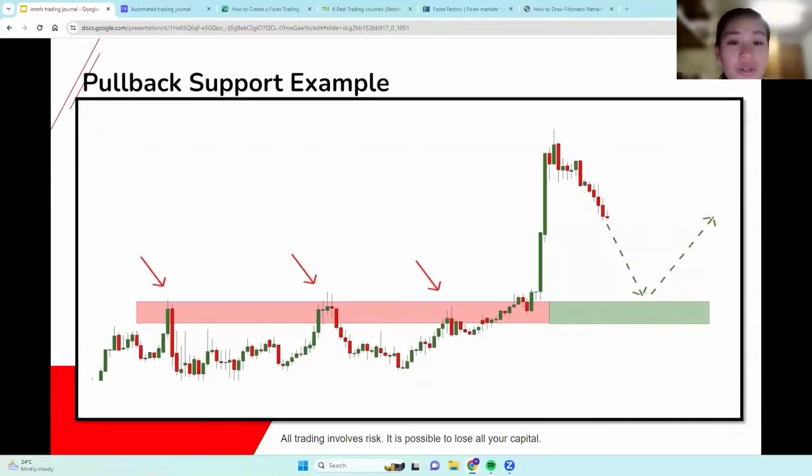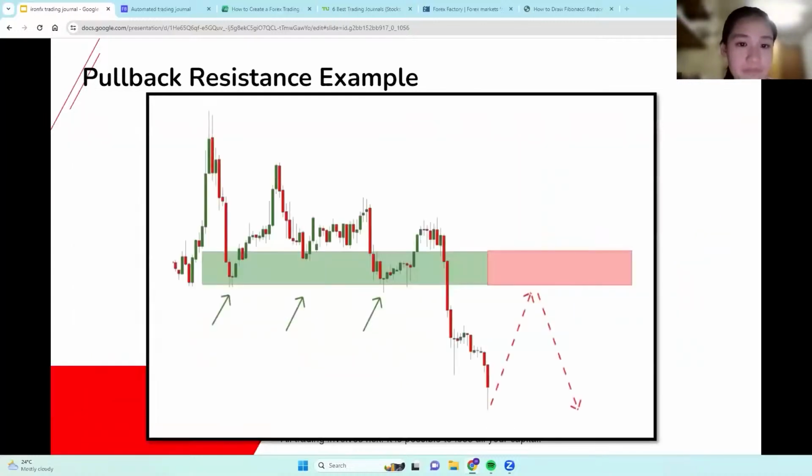So here's an example. You can see at the red area, price tested this level 3 times with multiple swing highs in line with one another. Once price breaks the red area, it becomes a pullback support level. Then we expect price to pull back or retrace to this level, which you can see from the dotted arrows. And this is an example of a pullback resistance. You can see once price breaks the level, it becomes a pullback resistance, and we expect price to retrace and pull back to the same level, like you can see from these red arrows.